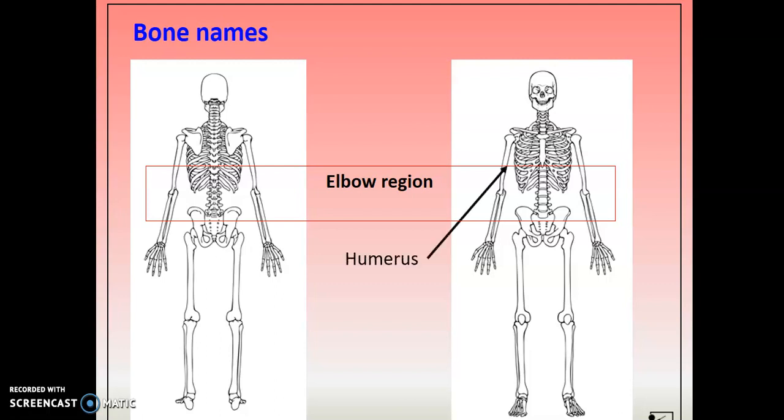we've got, just re-highlighting the humerus for you at the top of the arm. And then we've got the bones in the bottom of the arm. And as you can see on the diagram, there's actually 2 bones in the bottom of your arm that join into your elbow joint. One is called the radius and one is called the ulna.